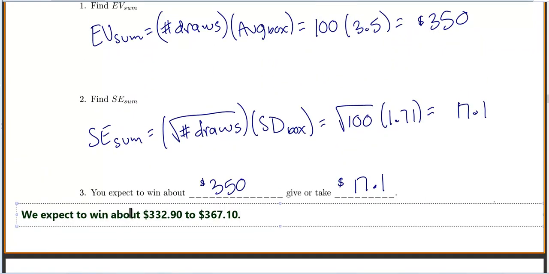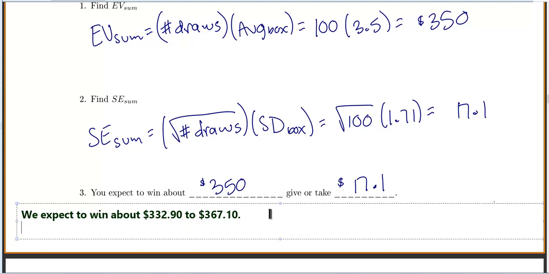Now this is still an about. We're not guaranteeing that you're inside that range, just that that's the most likely range.